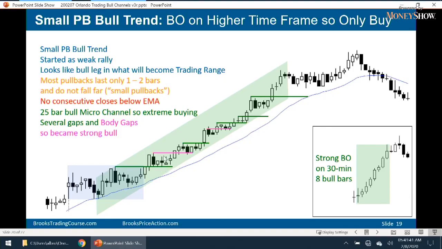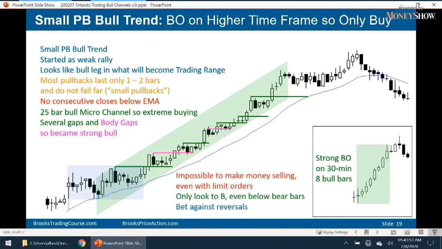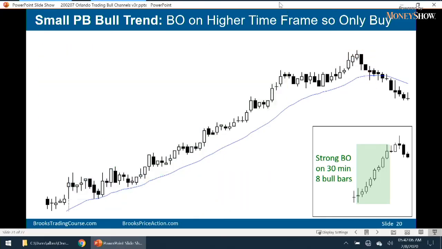So you cannot look at the bars and say, they look crummy. You've got to look at the pullbacks and say the pullbacks are really small. It's going to be a breakout on the next higher time frame. You can only buy. It's impossible to make money selling. Anytime you look at a chart and it's impossible to sell, you should only be looking to buy. At some point, there's going to be profit taking at the end of the day.